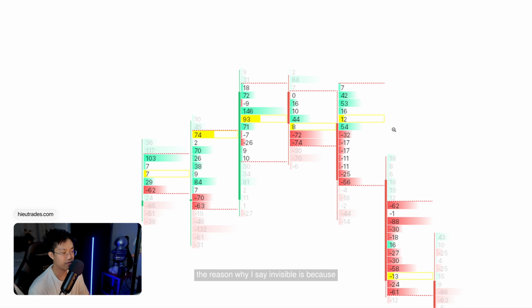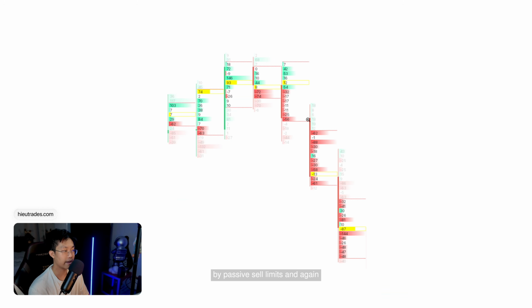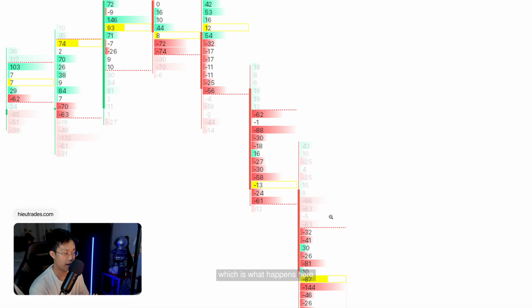The reason why I say invisible is because on the footprint chart, you can't see your limit orders. But based on the candle structure and based on price action alone, you can infer from it, because this is showing you aggressive buy orders dominating, but we are failing to close higher. So that is your absorption. All of these aggressive buyers are being absorbed by passive sell limits. And again, if buyers are unable to reload with heavier demand to break above this supply level of passive sellers, then eventually you can anticipate a reversal, which is what happens here.